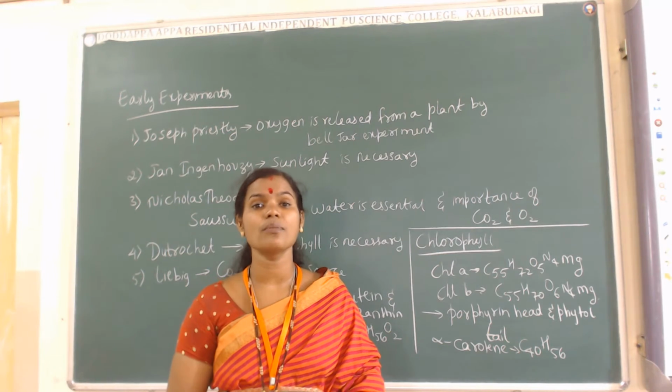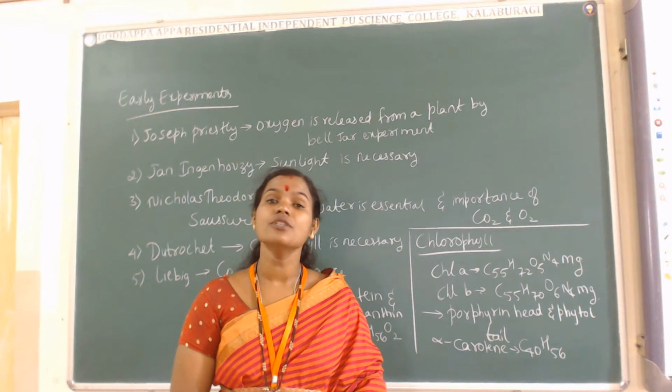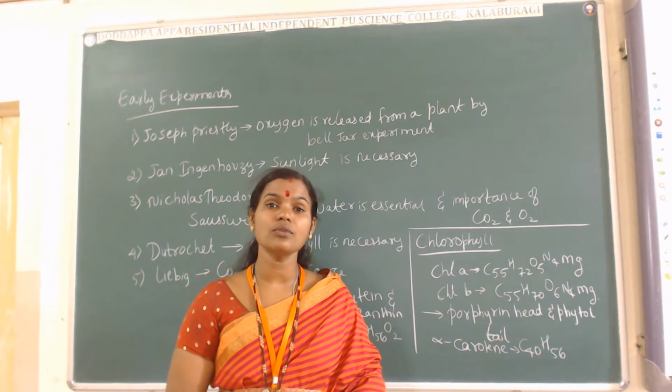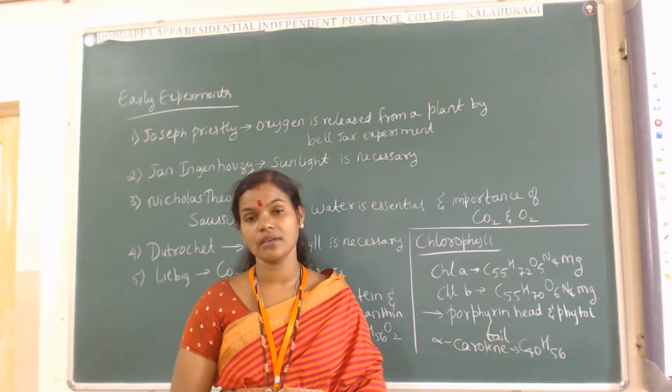Many chloroplasts are there, many quantasomes are there, many thylakoids are there. So all of those are helping for the absorption of light for the process of photosynthesis. That is about the chlorophyll pigment.